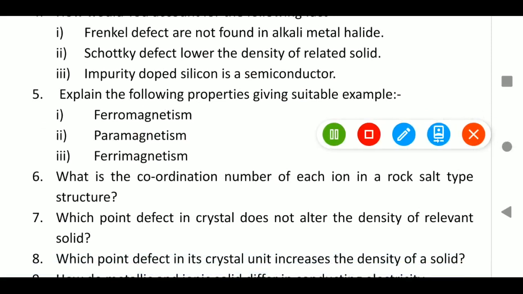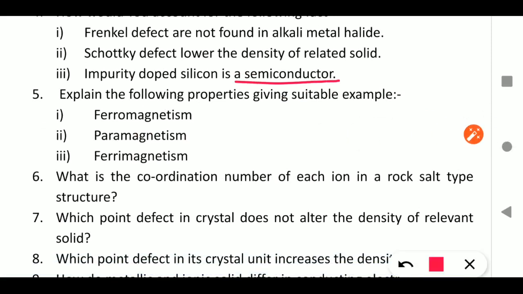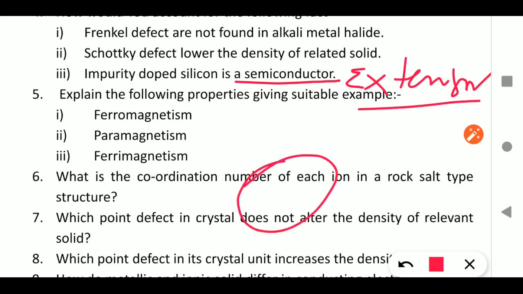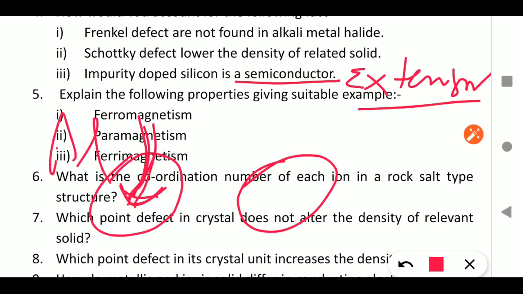Impurity doped silicon is a semiconductor, and it is an extrinsic semiconductor. There are two types of semiconductor. Intrinsic is the element which acts as a semiconductor in its pure state. Impurity doped silicon is a semiconductor because when silicon is doped with aluminium or any other element, its conductance increases, but it conducts electricity on heating only. That's why this is a semiconductor.